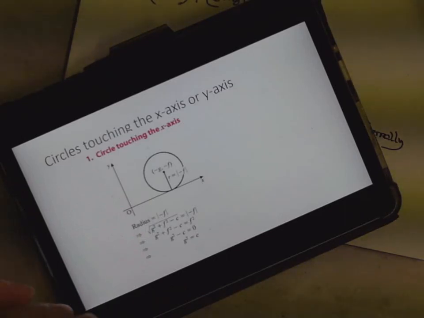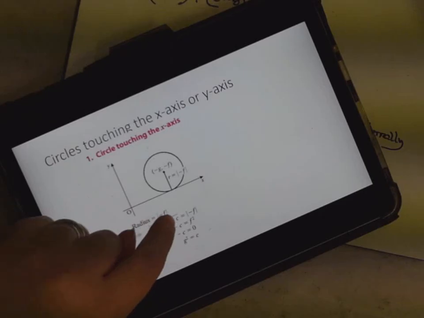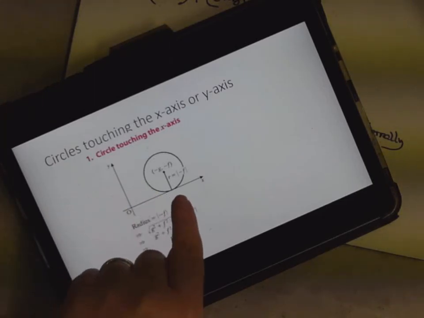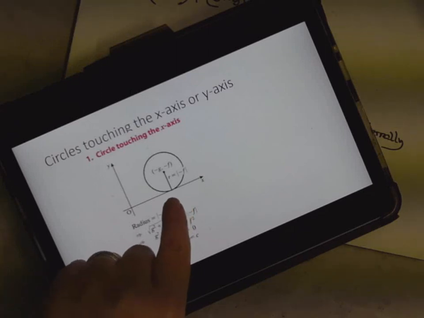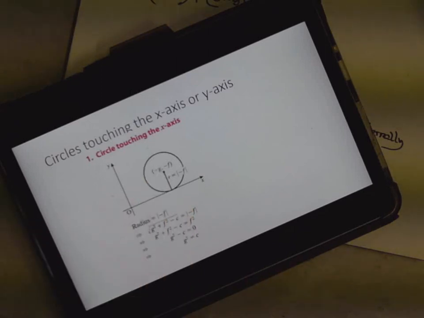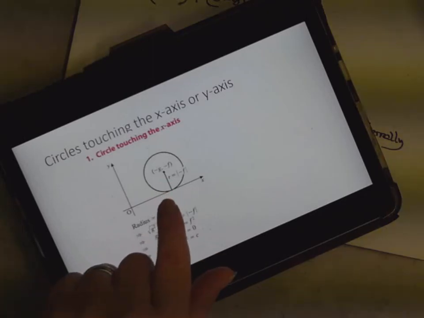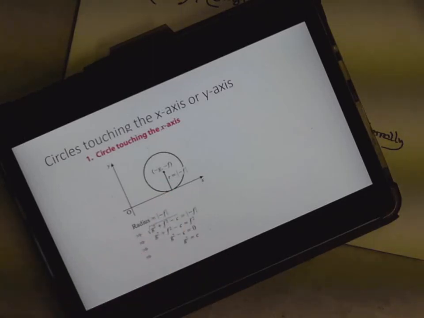Okay, so the circle need not necessarily, we just use this in the last sum, right? So if the x-axis is a tangent, we know the y-coordinate. The y-coordinate is what? The radius, isn't it? So if it touches the x-axis, we know the y-coordinate is the radius. So we know the radius is the same as the positive value of minus f, because remember, radius is length, so it will never have a negative sign on it.